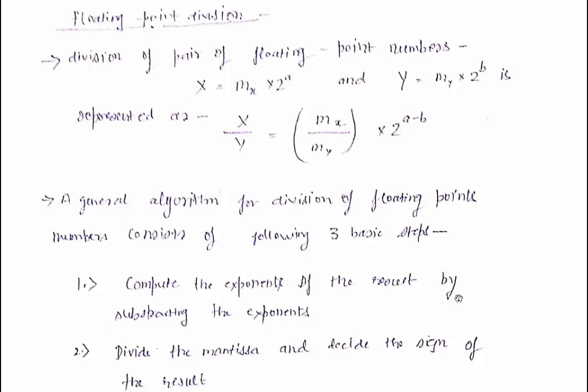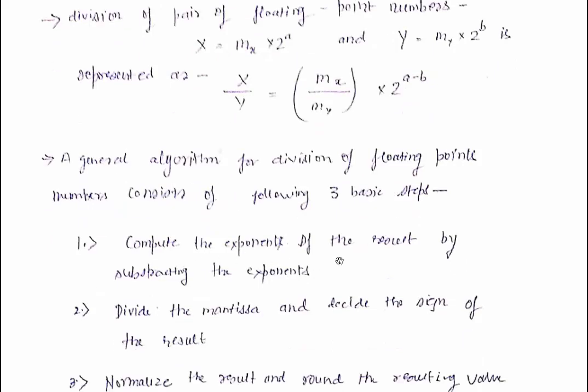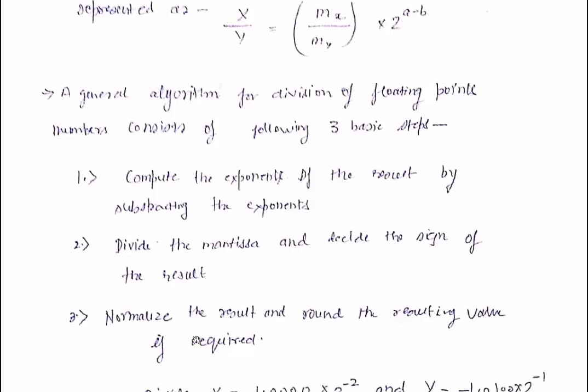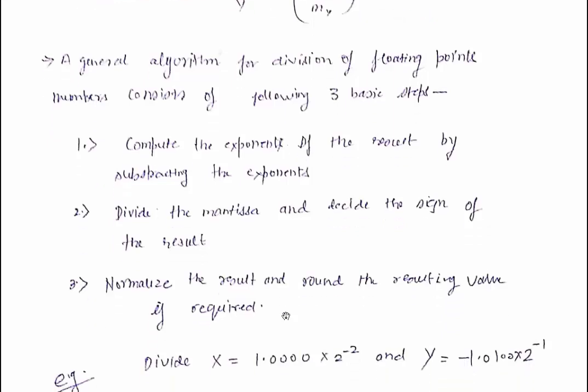So these are the steps you have to follow for division of floating point numbers. First, compute the exponent of the result by subtracting the exponents. Second, divide the mantissas and decide the sign of the result. And the third step is to normalize the result and round off the resulting value if required.